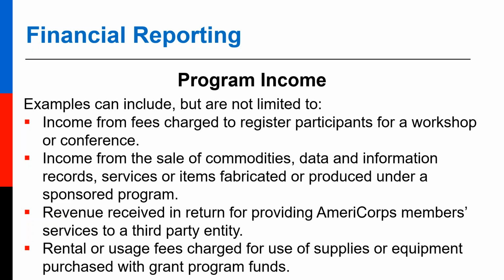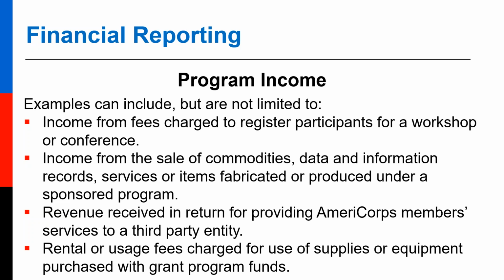Income from the sale of commodities, data, and information records, services, or items fabricated or produced under a sponsored program, such as books, publications, software, childcare, tutoring, etc. Revenue received in return for providing AmeriCorps members' services to a third-party entity, such as a school district, park management organization, etc. And rental or usage fees charged for use of supplies or equipment purchased with grant funds.